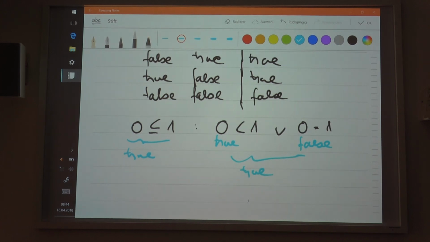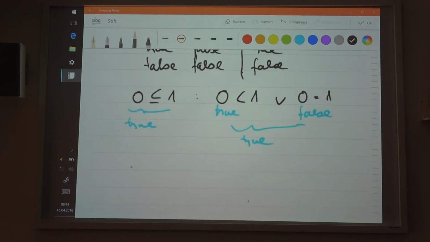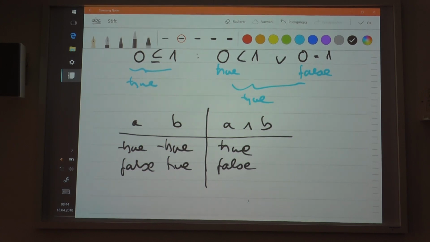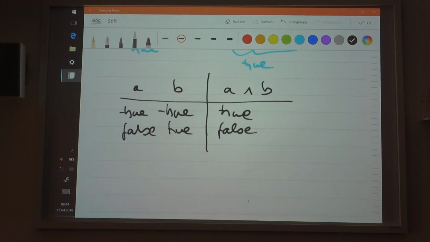You get that? And let's consider also the truth values of the conjunction. So this is the logical conjunction here. If A is true and B is true, then of course the conjunction is also true. If A is false and B is true, then the conjunction is false. Clearly see. So in that case, both statements have to be true in order for the conjunction to be true. All right? Just let me continue.